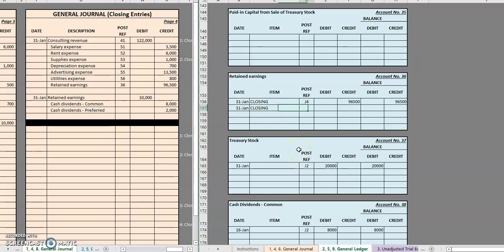Our next one is also retained earnings. So we have another closing entry there. We debited it for $10,000. So we had a credit balance of $96,500. We just debited it for $10,000. That's taking away from that balance. So we're left with $86,500 here.